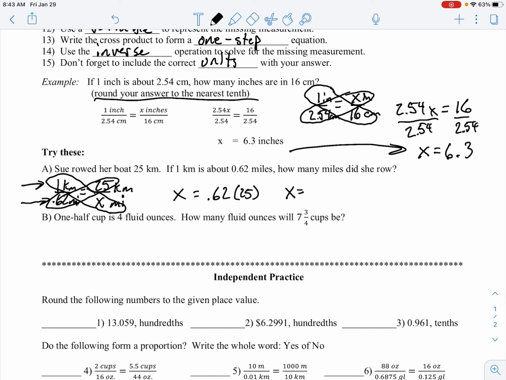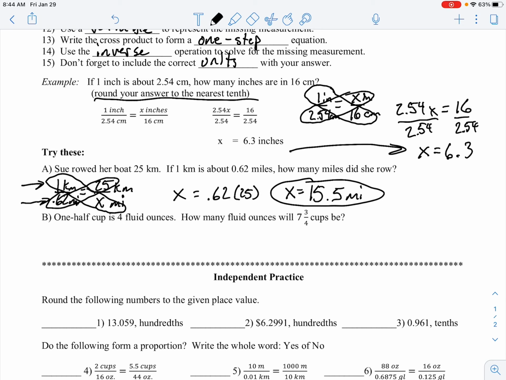X is equal to, we got 0.62 times 25. And we are going to get, that is 15.5 miles. So following those directions, we get 15.5 miles.